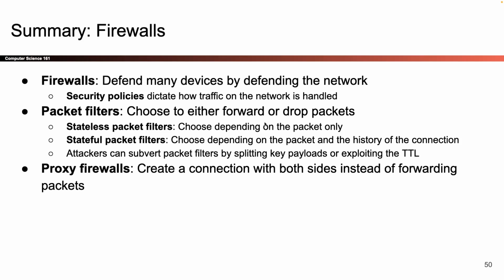How do I do that? I could just look at every packet one by one. That would be stateless. I could look at packets together and think about connections, that would be stateful. But we already saw that you can reorder packets. You can split the bad words, the magic words, across different packets. You could exploit time to live and do all sorts of really fancy things to avoid getting detected by the packet filters. But these things sometimes have to be really sophisticated to find the things that they're trying to look for.